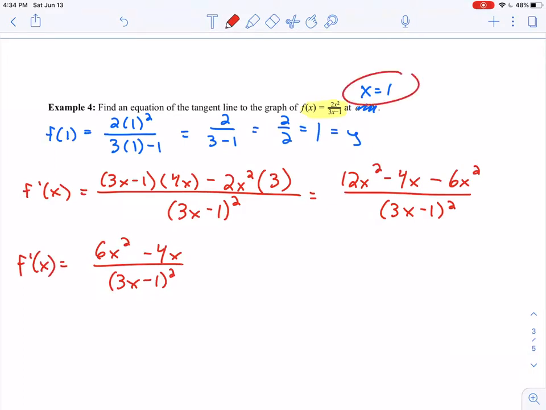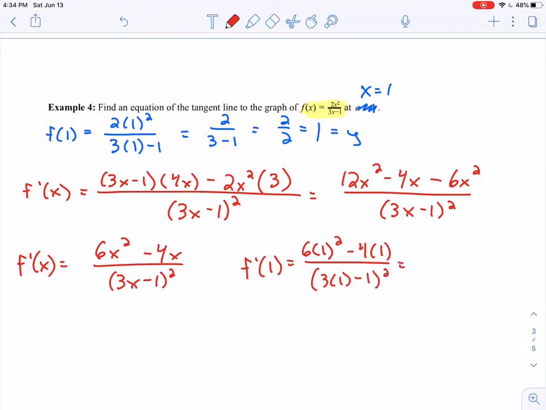I now want to take the x value that was given to me and plug that in so that I can find the slope of the tangent line. So f prime of 1, this is 6 times 1 squared minus 4 times 1 all over 3 times 1 minus 1 quantity squared. So I've got 6 minus 4 all over 3 minus 1 squared. Let's see, 2 over 2 squared, this is 2 over 4, which is 1/2. So my slope of the tangent line is 1/2.